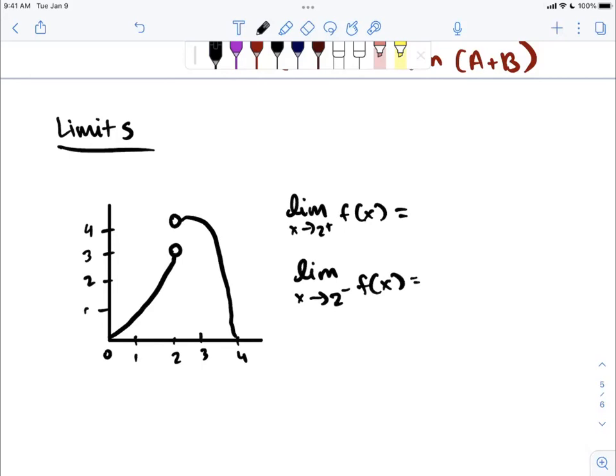All right, so we can see here that as we approach 2 from the right side, so now we're following this curve, the function value is approaching 4. So we're going to say that this limit is 4. Meanwhile, if we approach from the left side, then we're following this curve, and so we're approaching this point at 3. So the limit from the left is 3. And because these are not the same, the total limit does not exist.